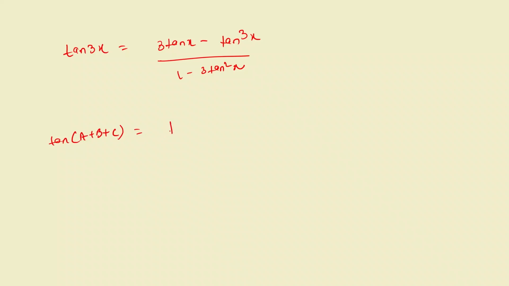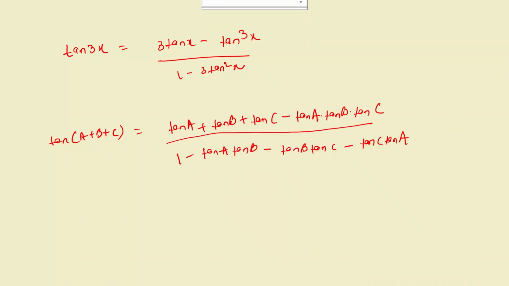Tan 3x is 3 tan x minus tan cube x by 1 minus 3 tan square x. This is very simple. We have given you the formula in the previous video's description. Remember, I have given you a PDF that contains many formulas for trigonometry, and in that PDF I have given you the formula for tan a plus b plus c, which is tan a plus tan b plus tan c minus tan a into tan b into tan c, whole divided by 1 minus tan a tan b minus tan b tan c minus tan c tan a.